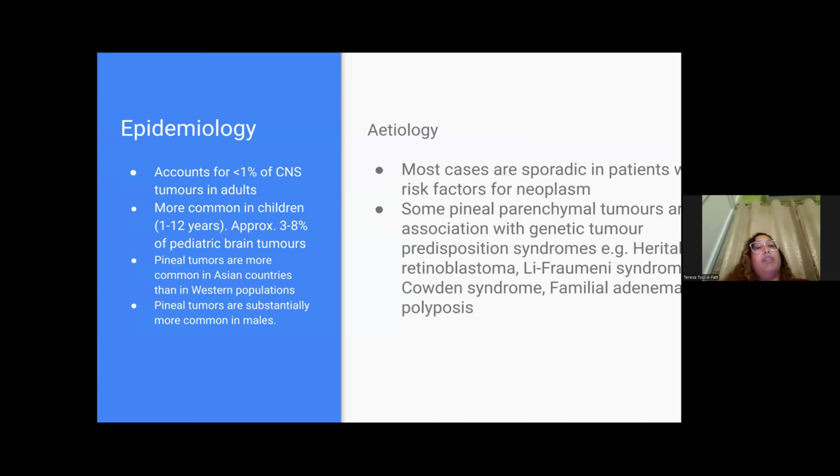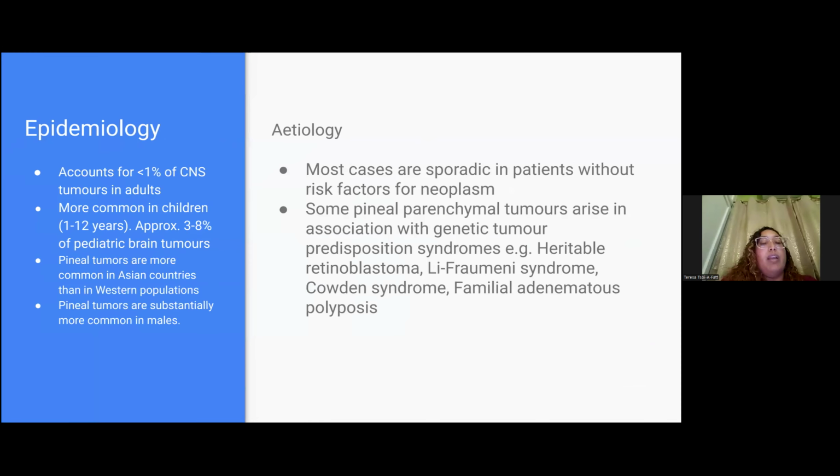Now, for epidemiology, pineal gland tumors account for less than 1% of CNS tumors in adults. It's actually more common in children between the ages of 1 to 12, being approximately 3 to 8% of pediatric brain tumors. Pineal tumors are more common in Asian countries than in Western populations, and they are substantially more common in males.